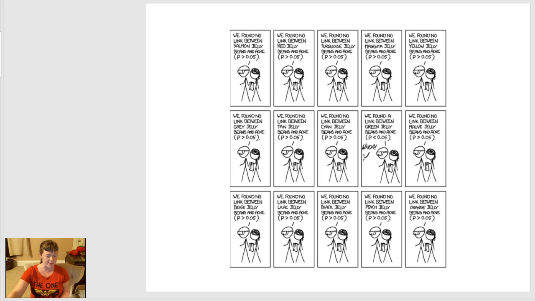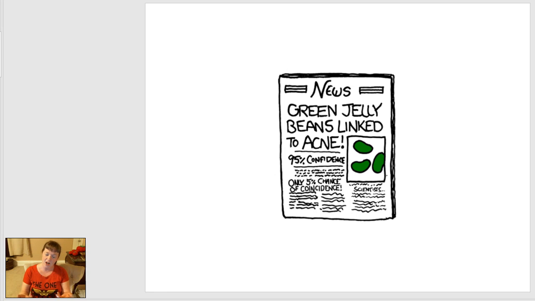Because this is what happens, right? On this slide, I know this is a type 1 error, but now a reporter who might be in the lab goes, what? Green jelly beans are linked to acne. Oh, wow, they did a 95% confidence interval. That means we're 95% confident that this is real. And no, this is a type 1 error. It's a type 1 error, which is why it's so important to be informed about research and about statistics, right?